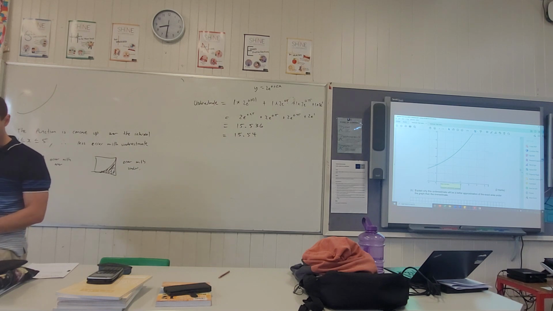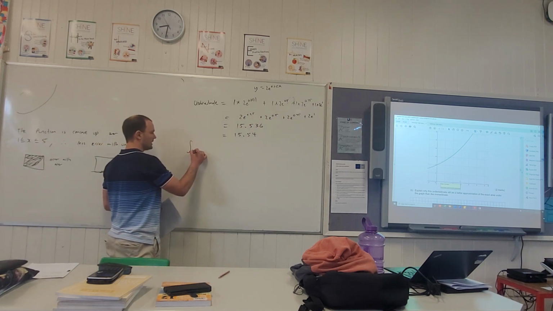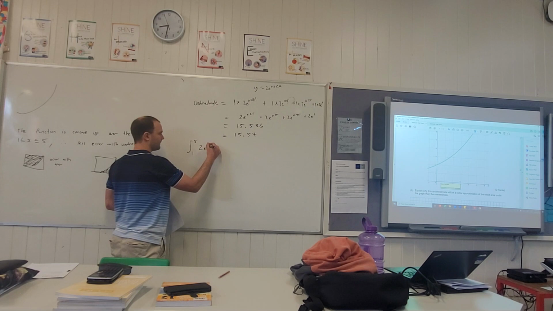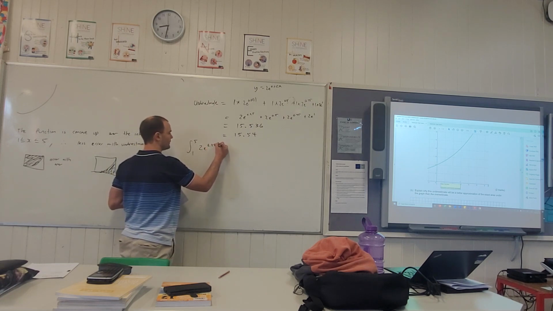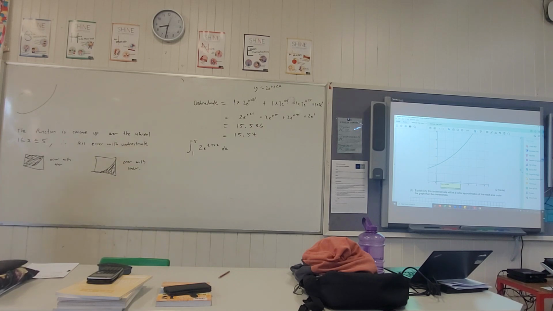Alright, it is possible to use more than 4 rectangles to estimate this area. As the number of rectangles increases, the area approaches a particular value k. Find the exact value of k. So they're just saying as the number of rectangles increases, what's the exact area? What's the area approaching? So what we need to do is the integral from 1 to 5 of the function 2e to the 0.25x. They want to know what's the area under the function exactly.